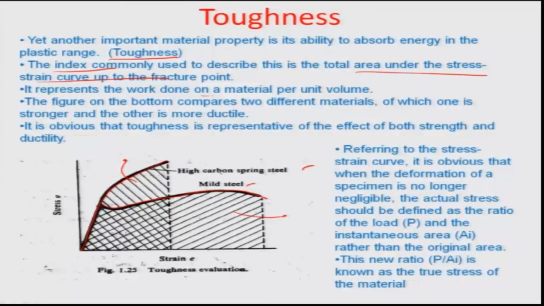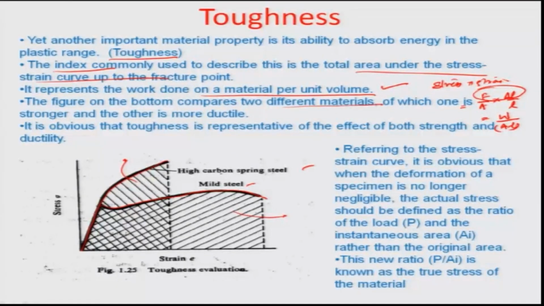It represents the work done on a material per unit volume, because if you look at the stress strain product, it is force per unit area times change in length per unit original length, and F dot L is basically the work done. So it is work done per unit volume, dimensionally.